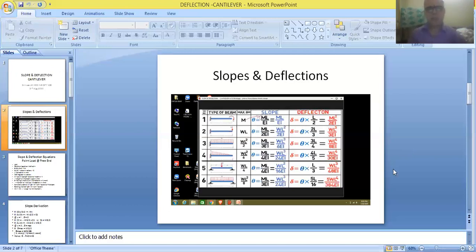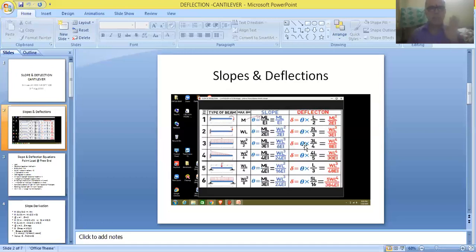So friends, this is a very nice table. We are getting consolidated information of what we are going to discuss in this session as well as coming sessions. As given in this table, in the case of a point load on a cantilever, slope is given as WL square by 2EI, and deflection has to be taken as WL cube by 3EI.